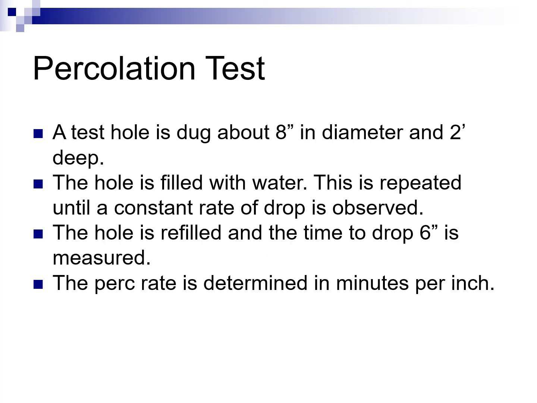So I mentioned the percolation test, and basically the way we run these, we dig a test hole about 8 inches in diameter and 2 feet deep. Then we fill the hole with water, and the water will hopefully drain out of that hole. And then it's repeated until a constant rate of drop is observed. And then I refill the hole, and I measure how long it takes for the water to drop 6 inches. And the perk rate is determined in minutes per inch.